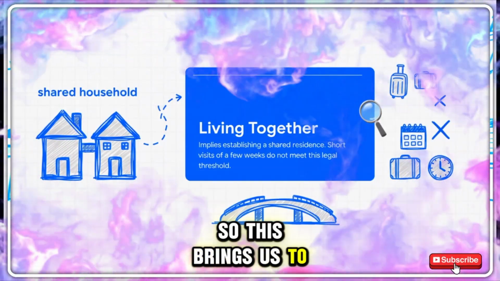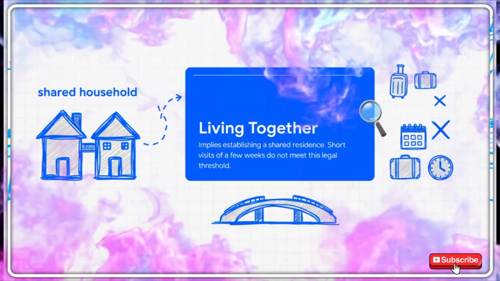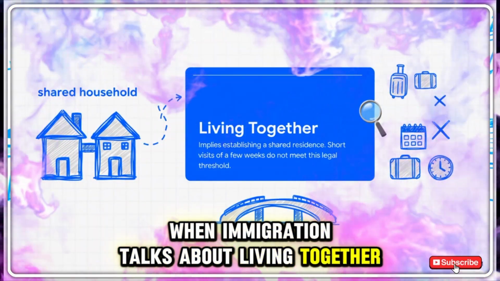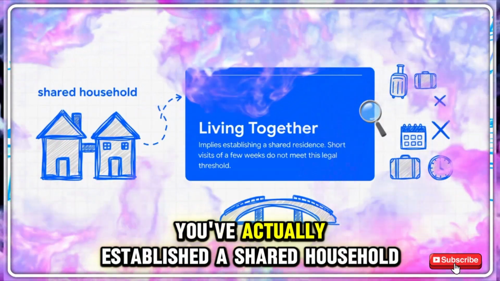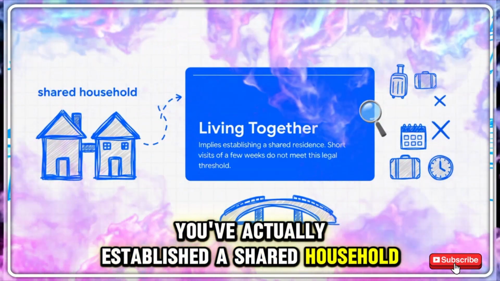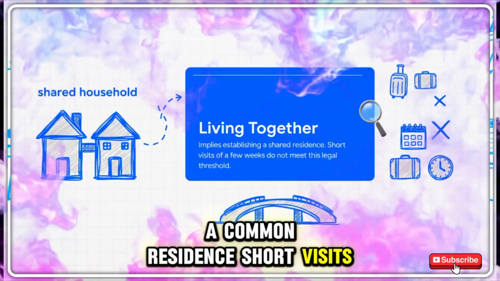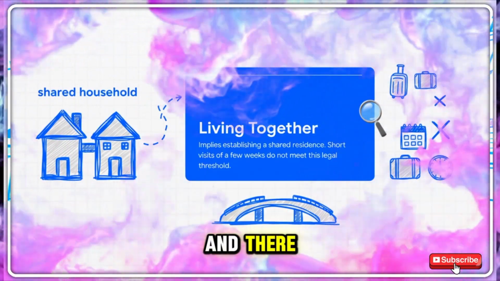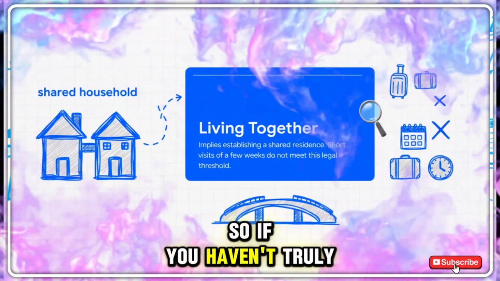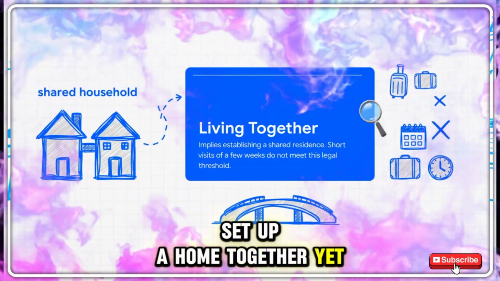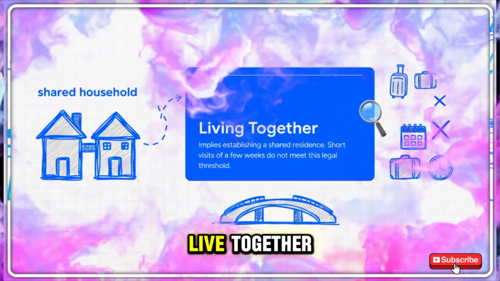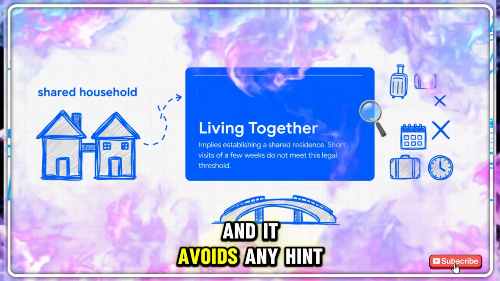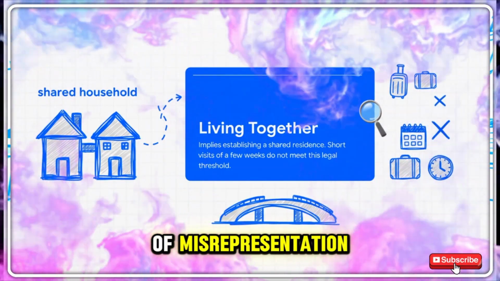So this brings us to a really key definition. When immigration talks about living together, they mean you've actually established a shared household, a common residence. Short visits, a few weeks here and there, that doesn't count. So if you haven't truly set up a home together yet, the right answer is never live together. It's accurate, and it avoids any hint of misrepresentation.